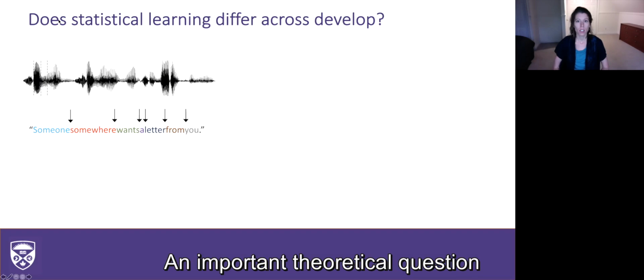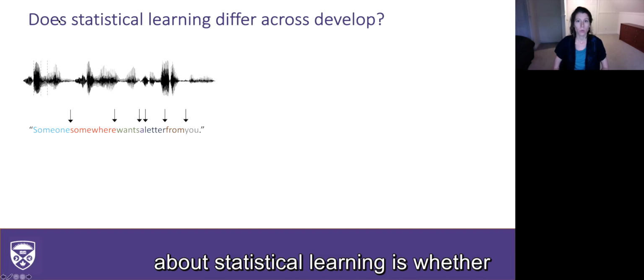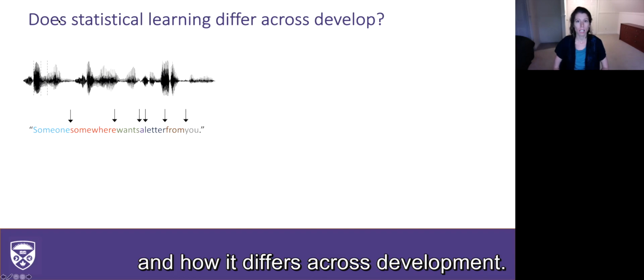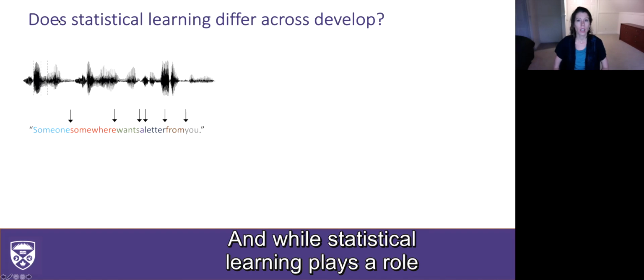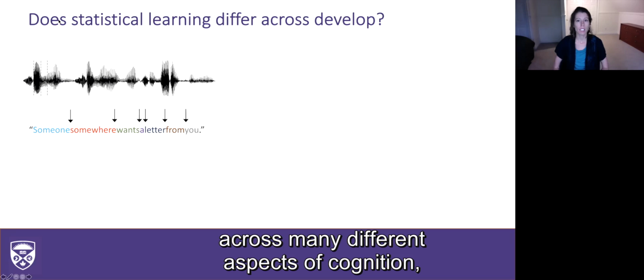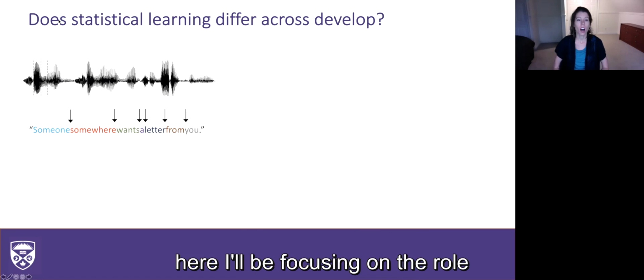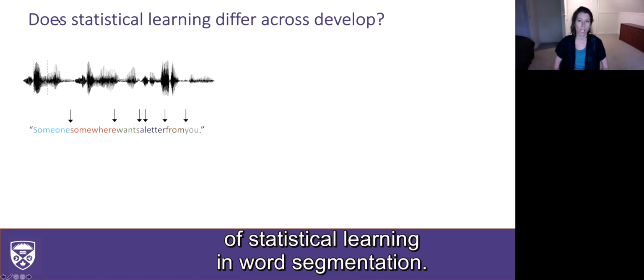An important theoretical question about statistical learning is whether and how it differs across development. And while statistical learning plays a role across many different aspects of cognition, here I'll be focusing on the role of statistical learning in word segmentation.